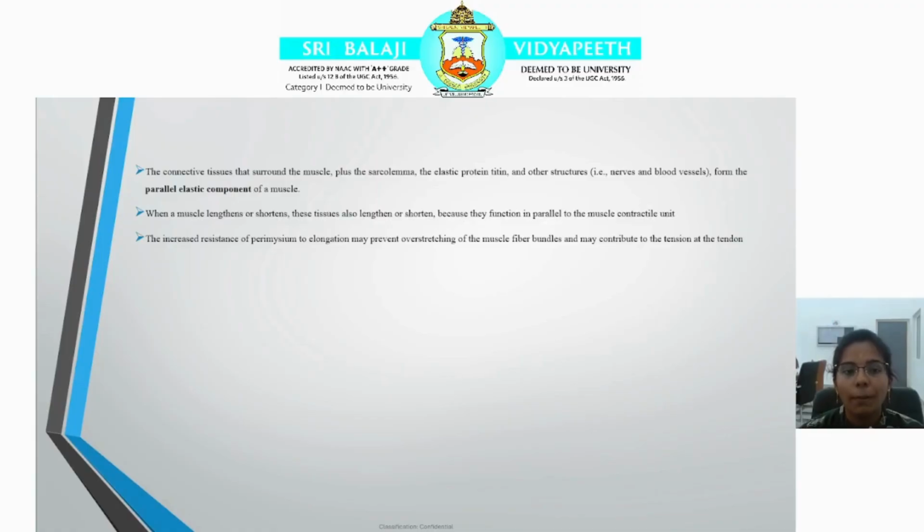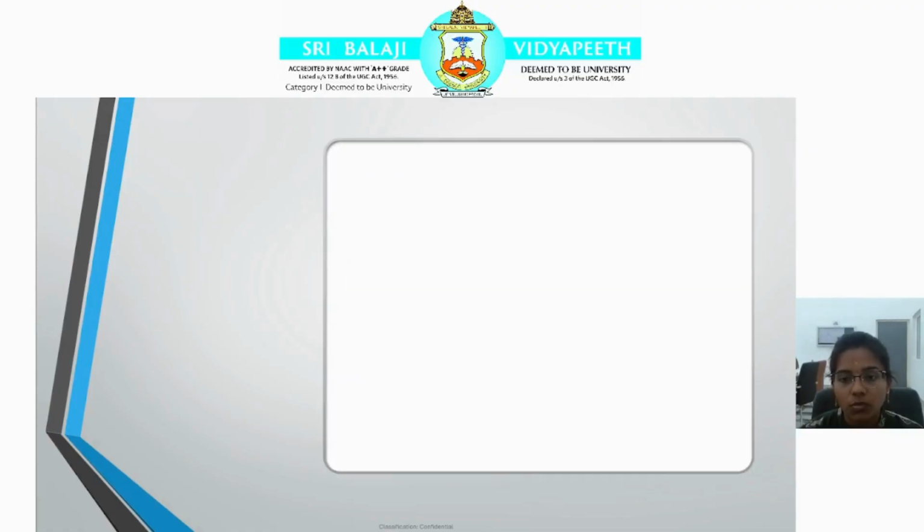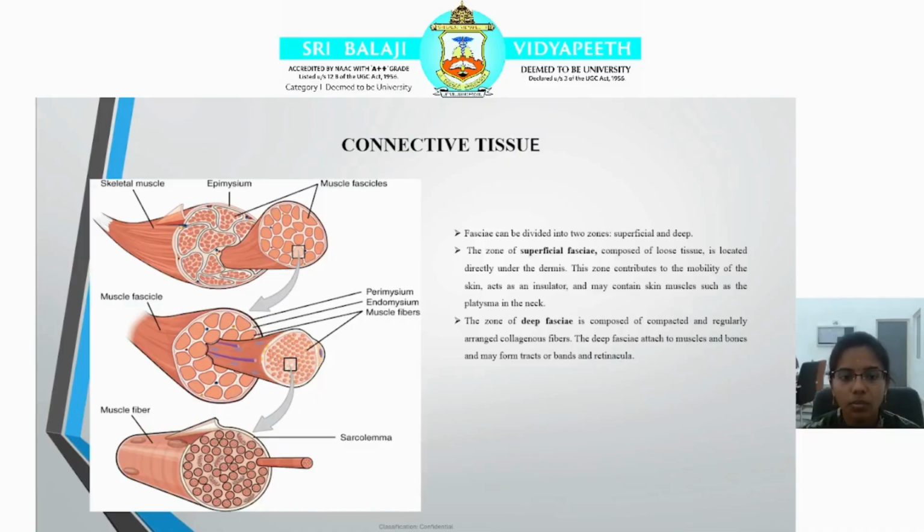So we need to consider the parallel elastic component and the series elastic component. The parallel elastic component is the surrounding connective tissue of a muscle, like sarcolemma, elastin protein, tendon, nerve and blood vessel. These structures function in parallel to the muscle. Whatever the muscle does, whether it shortens or lengthens, these structures work in parallel to it. So they are called the parallel elastic component of the muscle. The increased resistance of perimysium to elongation may prevent overstretching of the muscle fiber and contribute to tension at the tendon. So we need to see what epimysium, perimysium and endomysium are.